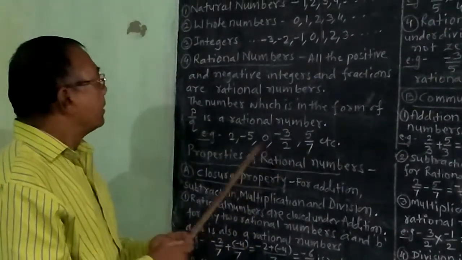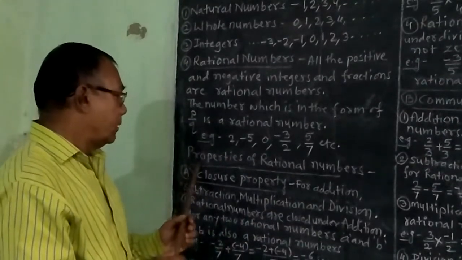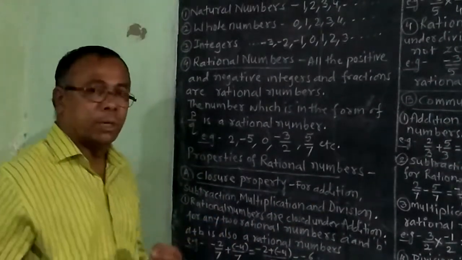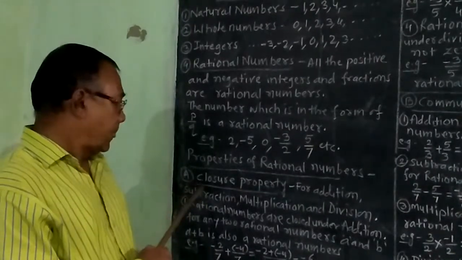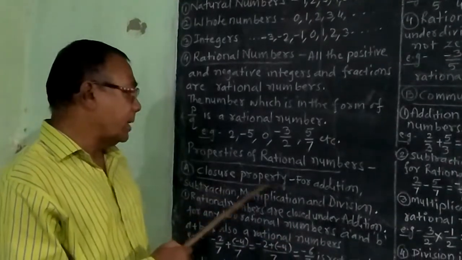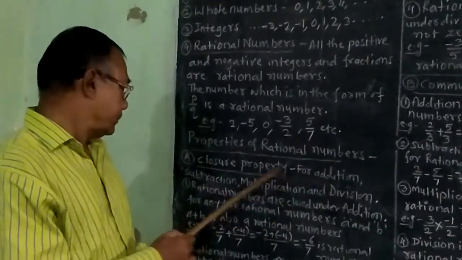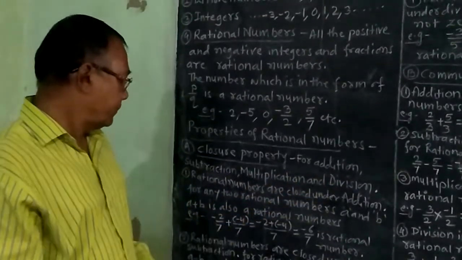So next we have to find properties of rational numbers. First property is closure property, and we have to see the closure property for addition, subtraction, multiplication and division.